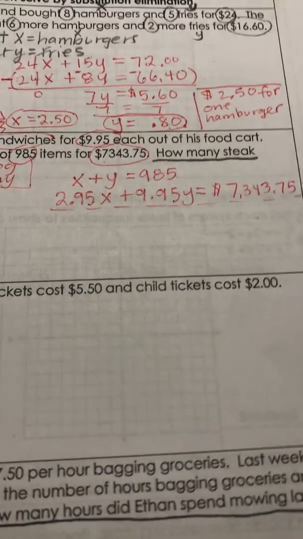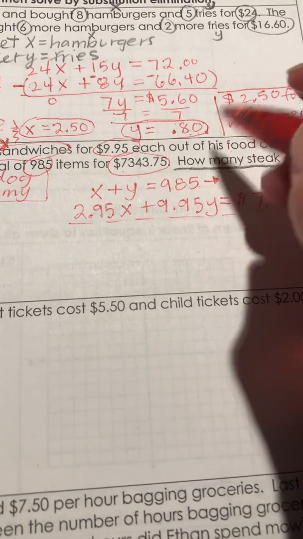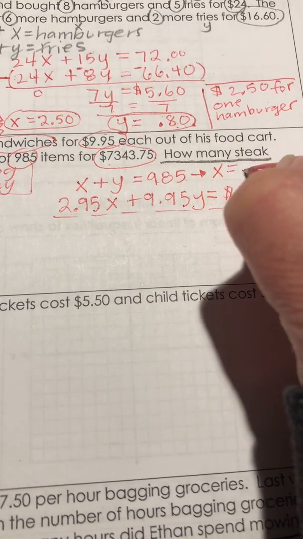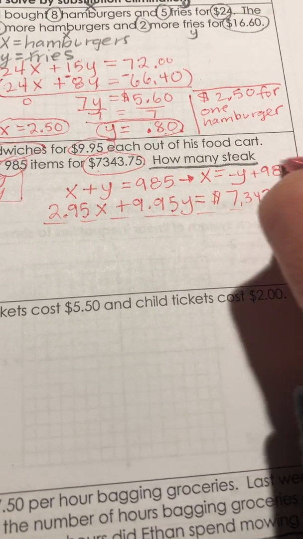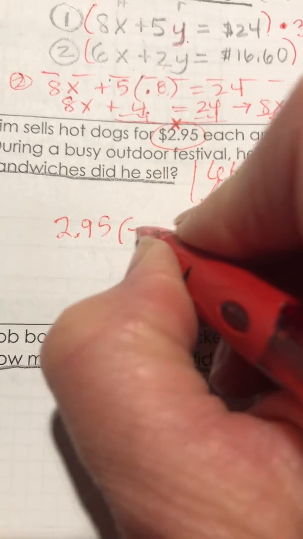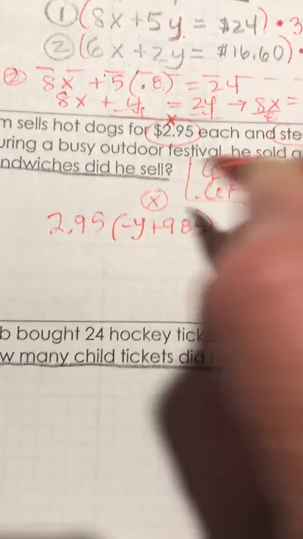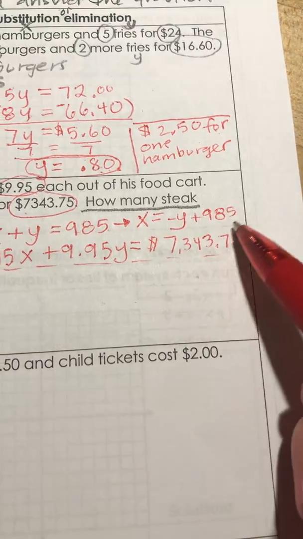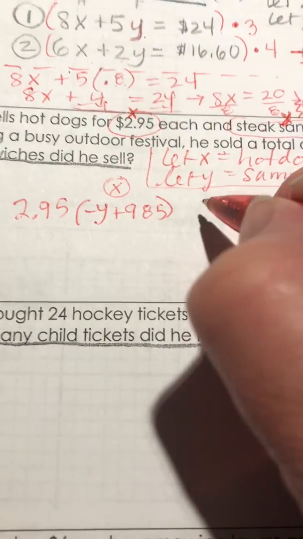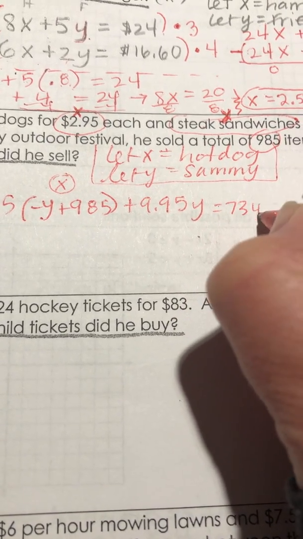This is easy enough to solve for x in terms of y. So x equals negative y plus 985. And I can substitute this value in for my x over here. So let's go for it. I'm going to take my second equation, 2.95x. Remember, I'm going to substitute my x for what I just solved, negative y plus 985. That was the x that I found from over here, right? Then I'm going to finish the rest of the same equation here: equals 7,343.75, and that's how much money.